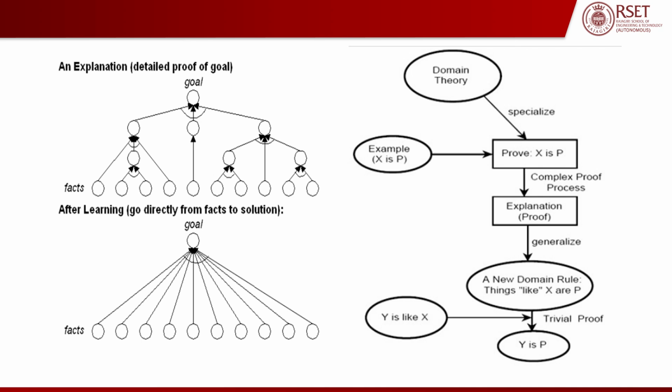For instance, suppose X is a particular object and P is a property. For example, this object is safe to stack, or the medicine cures the disease. So using our domain knowledge, the system performs a complex proof in order to explain why X satisfies property P. We will try to find out the why part.